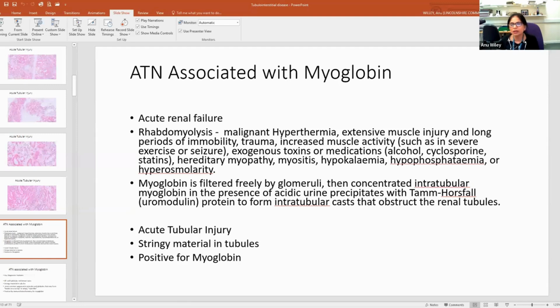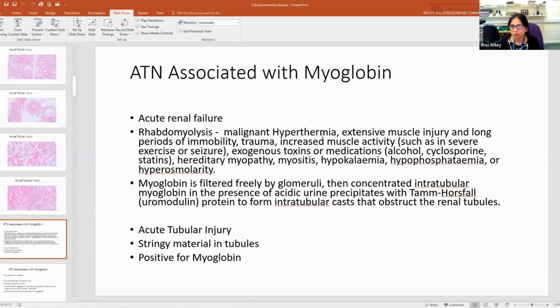So that is a general picture of what you would see in acute tubular injury. There is acute tubular injury associated with myoglobin, which I thought I'll make a special mention about because it can be quite an important diagnosis to make if the clinician is not thinking about it and you miss the type of changes you see within the tubular epithelial cell.